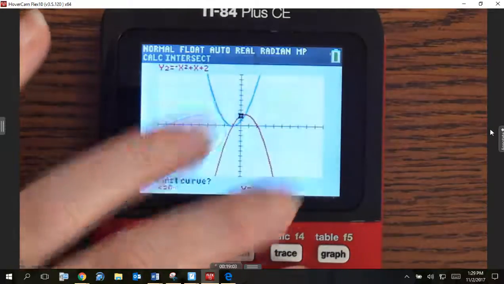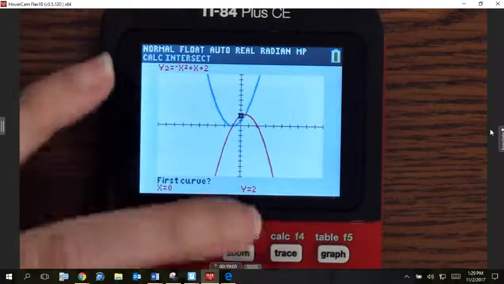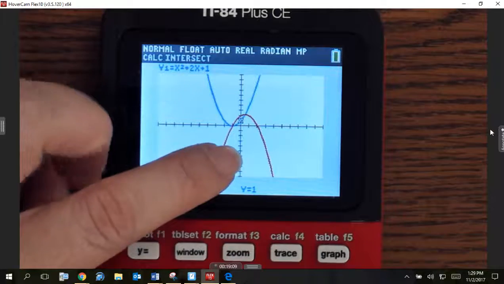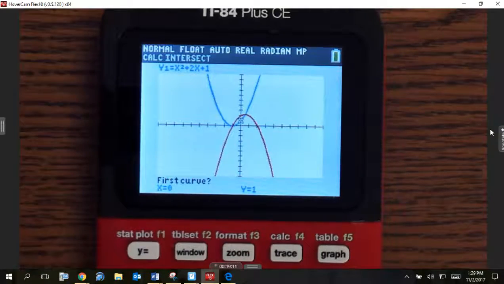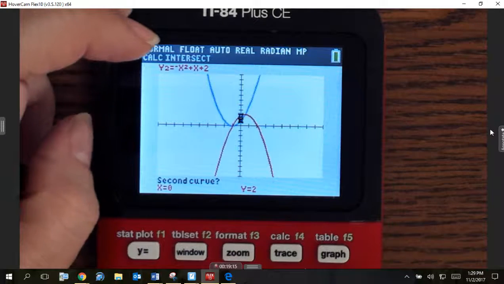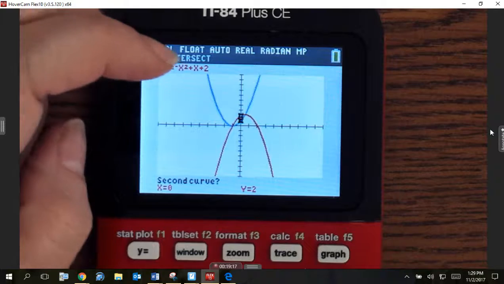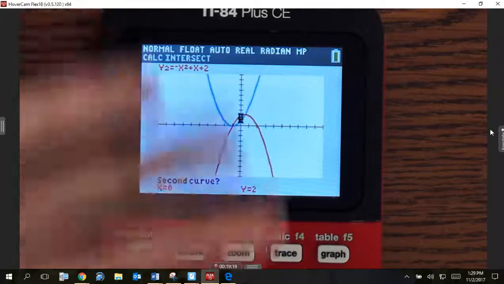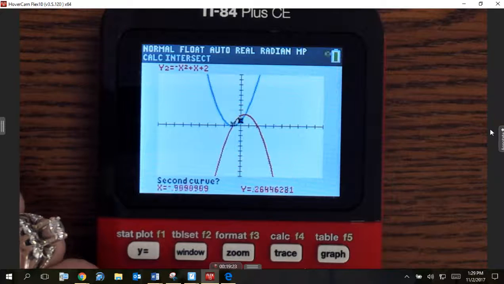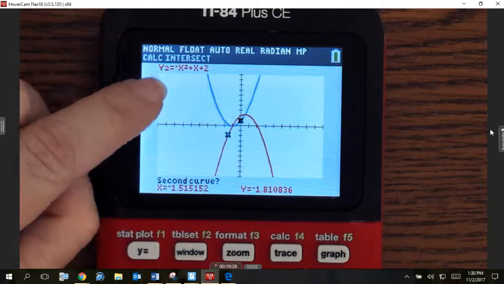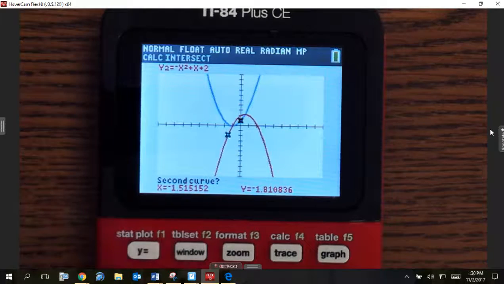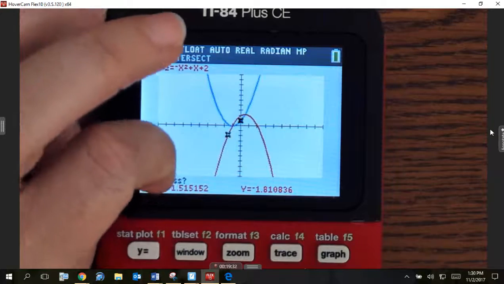If you don't have the color calculator, then you're just going to have to make sure that your little cursor is sitting on one of the curves. Then hit enter. Then it says second curve. Now you just have to make sure that your cursor is sitting on the other curve. If you can't tell because of where it is, just move it left to right. Also, there's the equation at the top too. Okay, now I can tell mine's on the other curve, so I'm going to hit enter. And then it says guess.